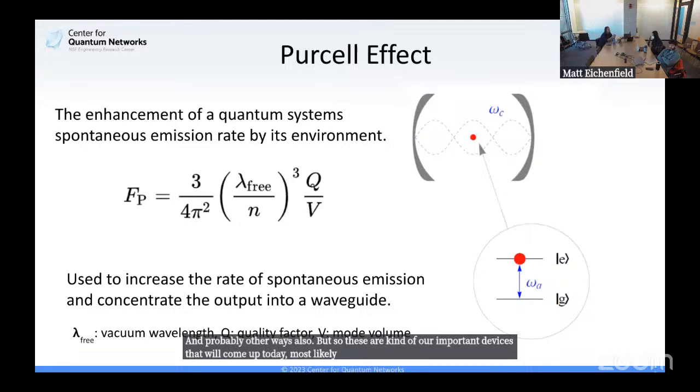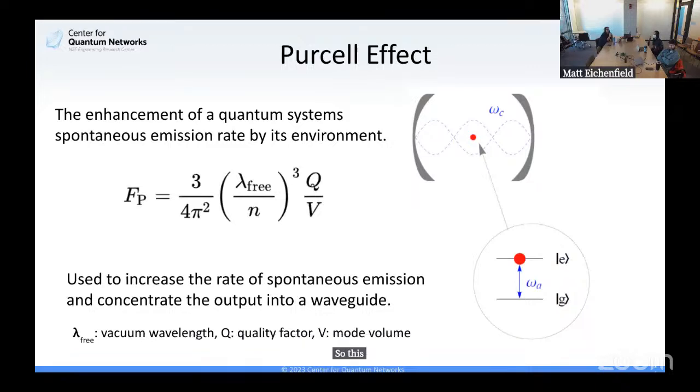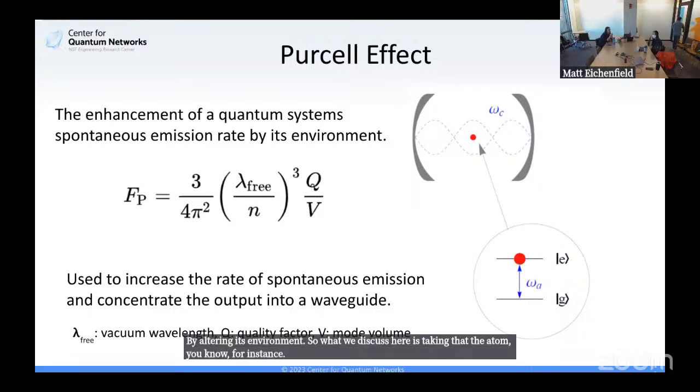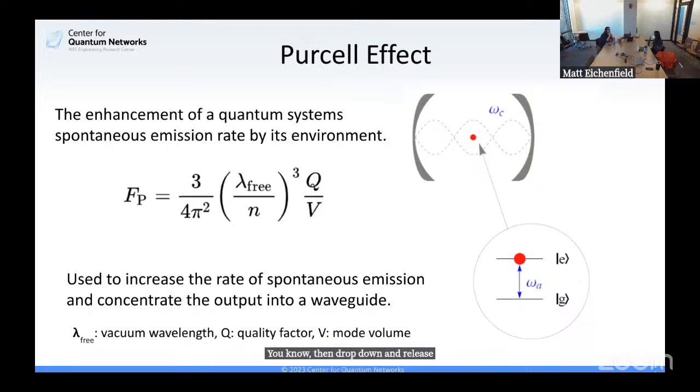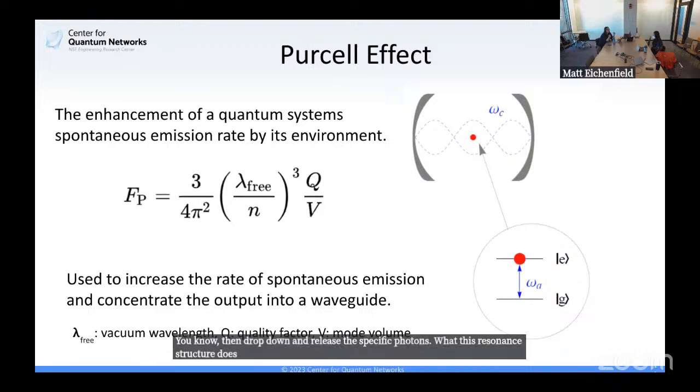And now we want to go on to talk about important optical effects. The first one is the Purcell effect. This is a way to enhance the spontaneous emission rate of quantum systems by altering their environment. So what we discuss here is taking the atom, for instance, the vacancy centers that Matt was talking about earlier, and putting them in a resonance structure. If we send in our light to excite our atoms, and then they drop down and release the specific photons, this resonance structure allows light to continually pass back and forth, so you can get more interactions with your atoms and an increase in the spontaneous emission rate.